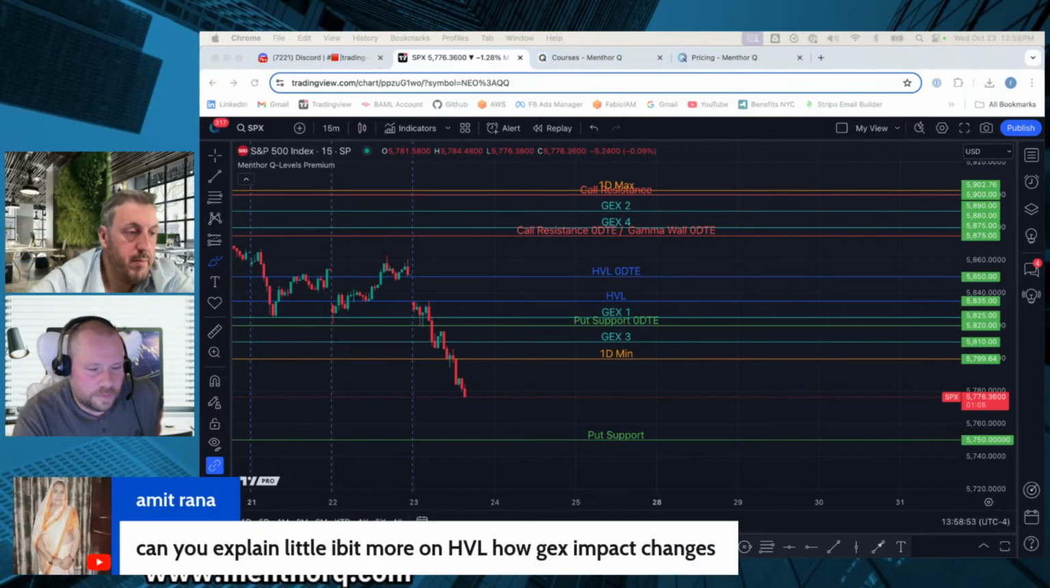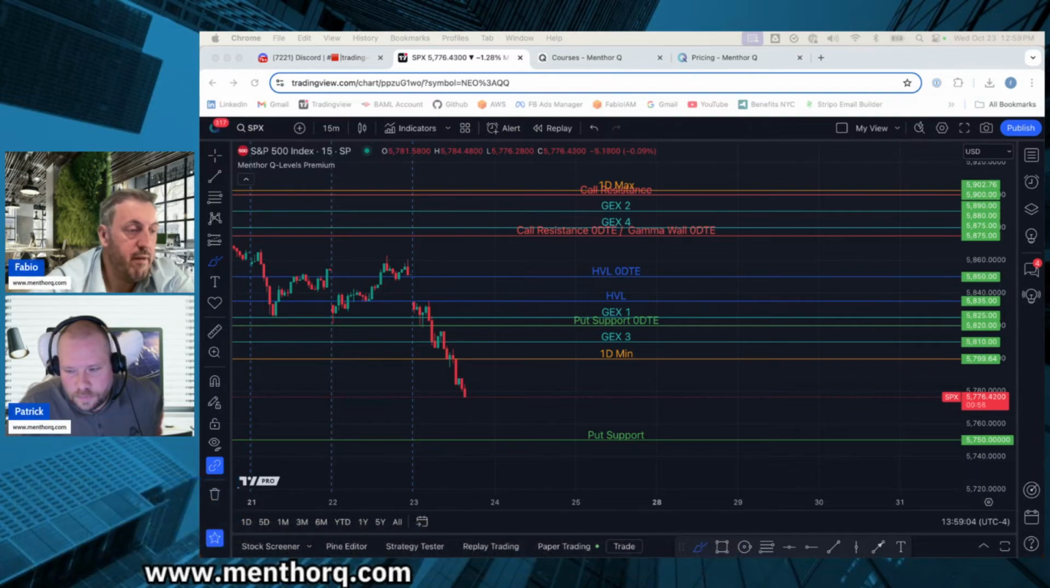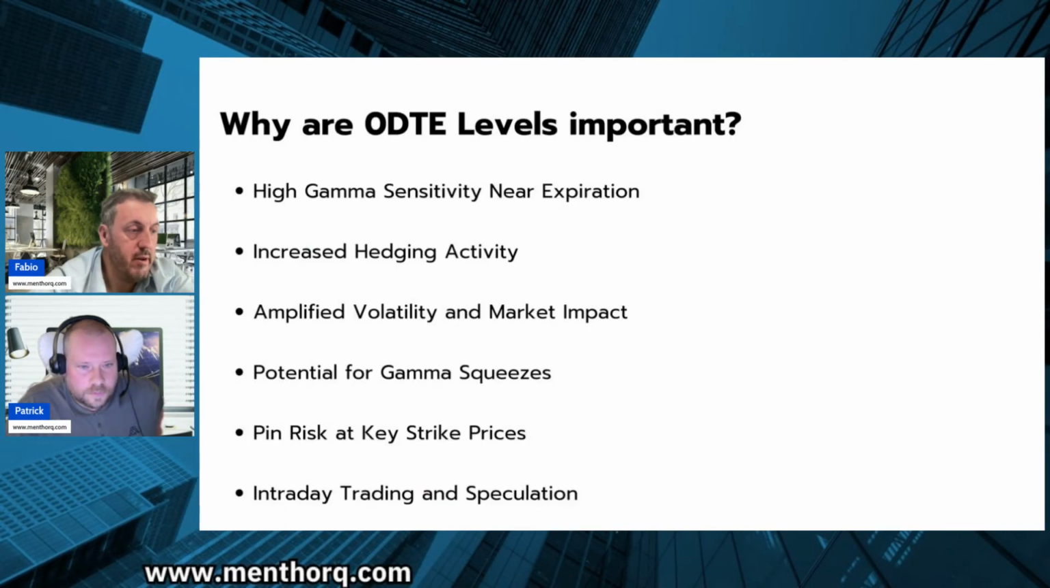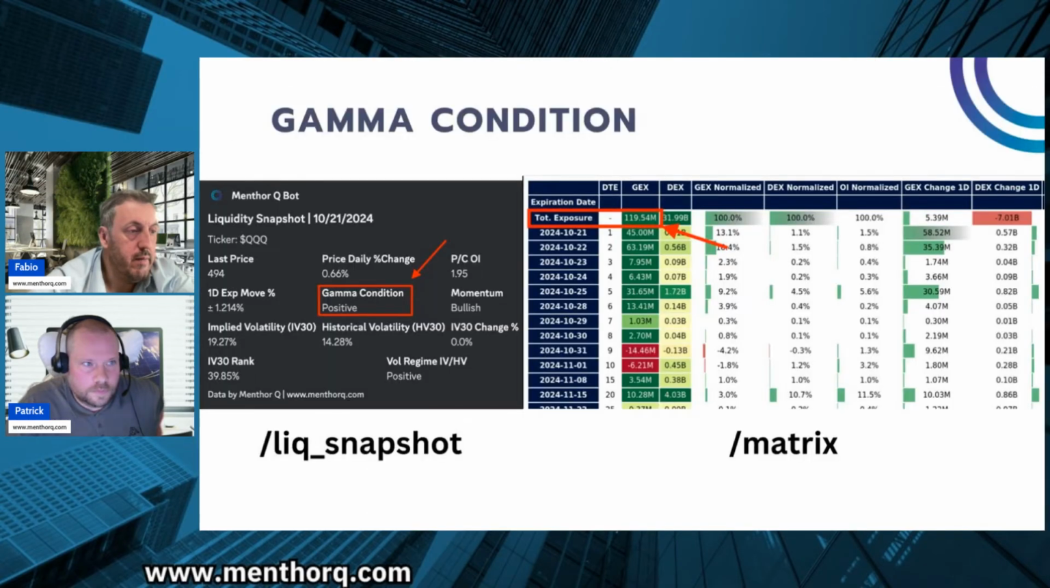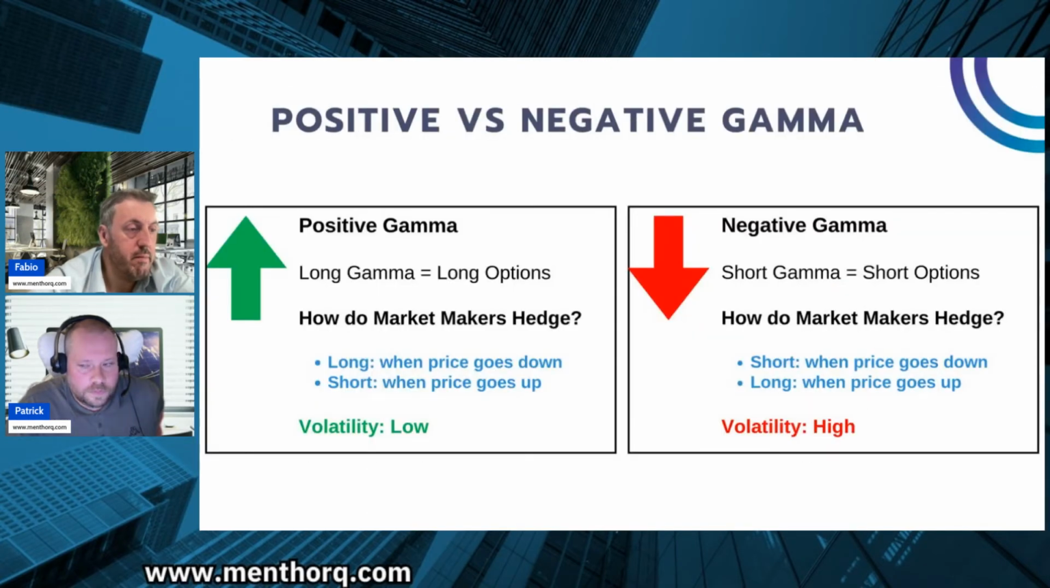Let's go back to maybe one of these questions from Amit. Can you explain a little bit more on Ivor level and how the GEX impact changes? If we go back to our slide right here, the biggest concept you need to understand is the changes from positive to negative gamma, and the changes in the way delta hedging is done if we are in a positive or negative gamma.